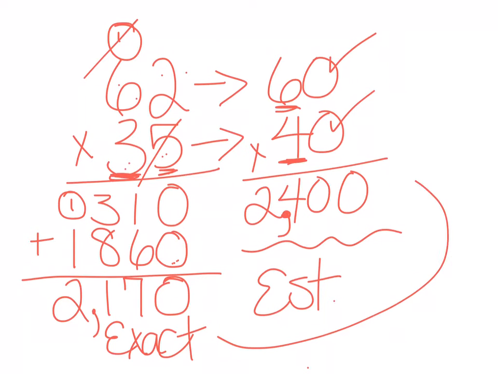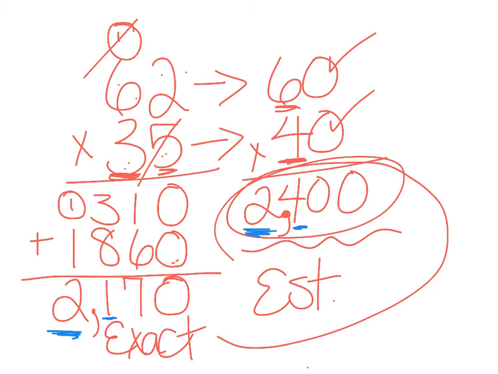And looking at our estimate, not too bad. It's in the 2000s. That's a good sign. And then our hundreds are off just a little bit, but we still know that we are not way, way, way out of whack. Okay, pause the video.